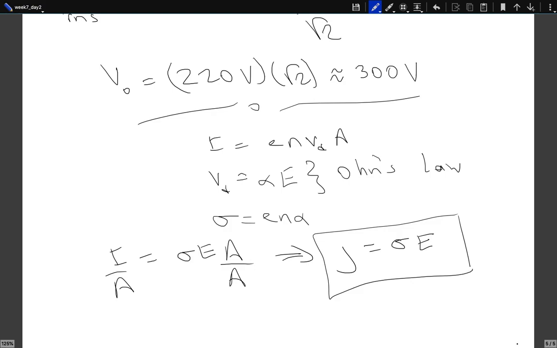In fact, since the current density will be in the same direction as the electric field, this is a vector equality. Both the magnitudes of the current density and sigma times E are equal, and the directions are equal. This is still another expression of Ohm's law.